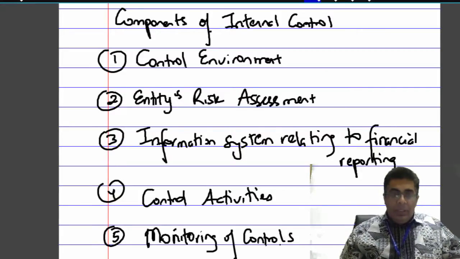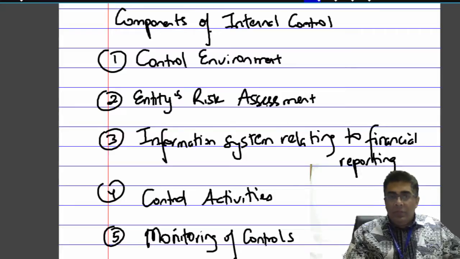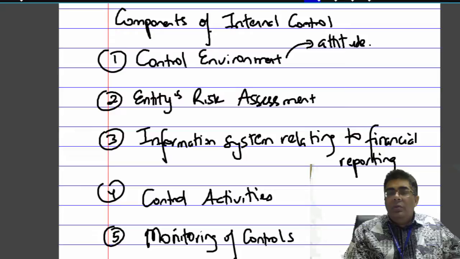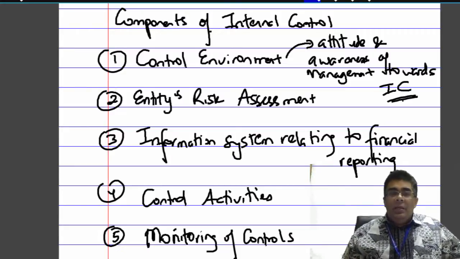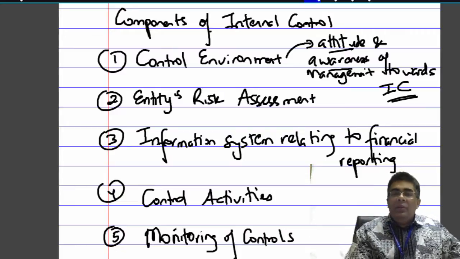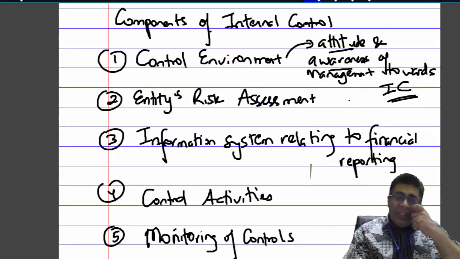Okay, now what are these components? Control environment talks about the attitude and awareness of management towards internal control. Why are we so particular about the attitude and awareness of management towards internal control?